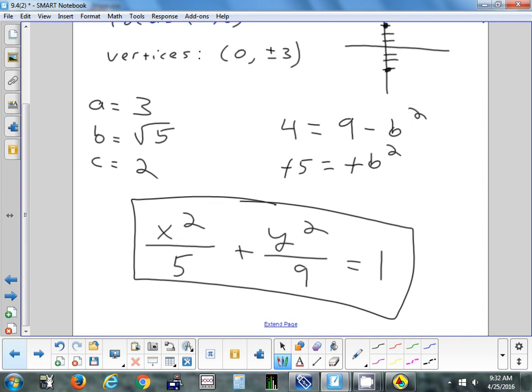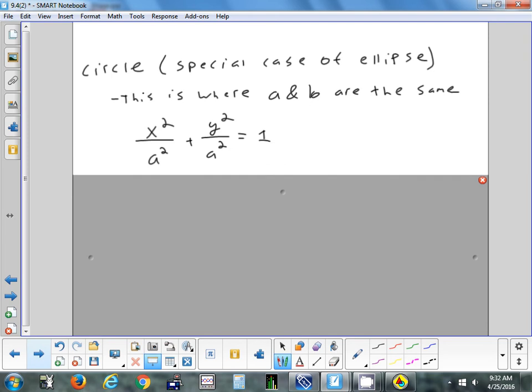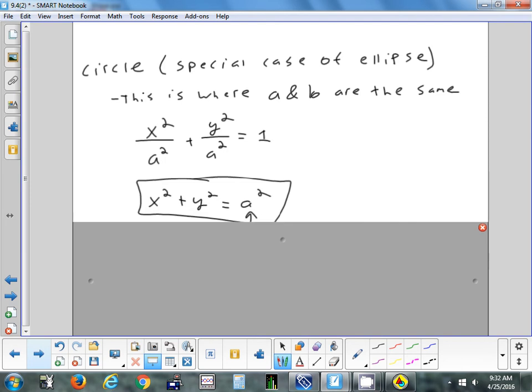Right, so what shape is an ellipse most similar to? Yeah, it's most similar to a circle. In fact, an ellipse is just a special case of a circle where A and B are the same. So if A and B are the same, what they normally do when they write it is they multiply everything by A squared, and they move that A squared to the other side. And that's the equation of a circle.